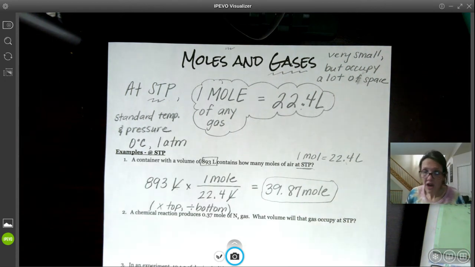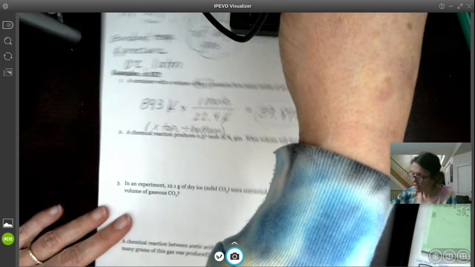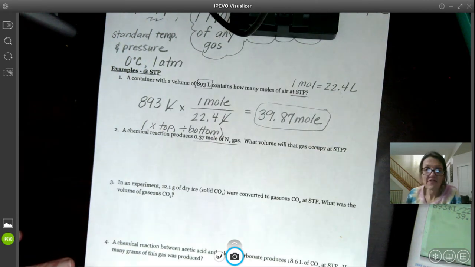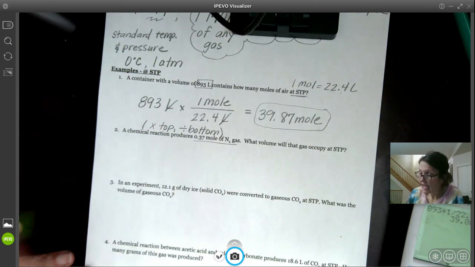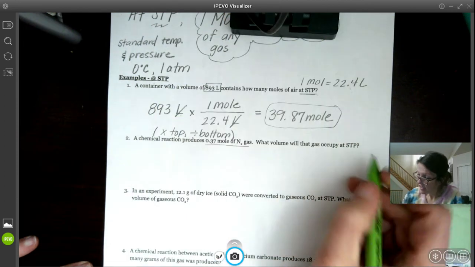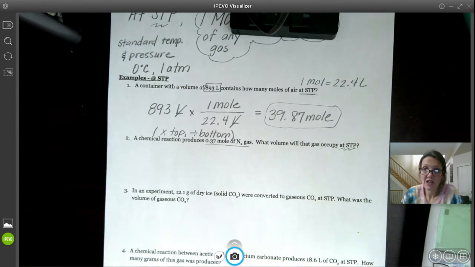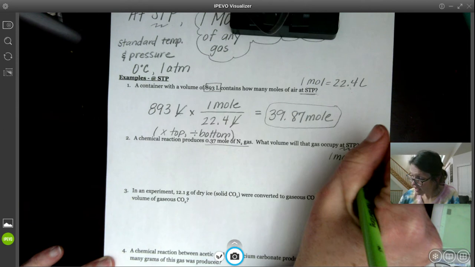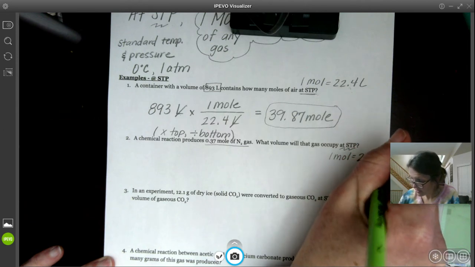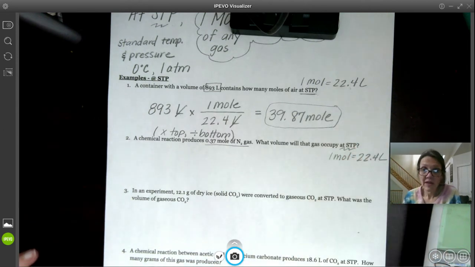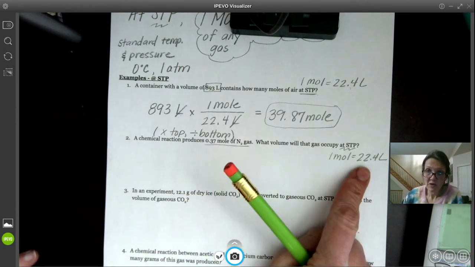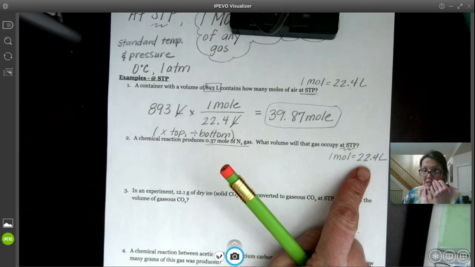Okay? All right, let's look at another example. A chemical reaction produces 0.37 moles of nitrogen gas. What is the volume that that gas will occupy at STP? And again, the fact that it's at STP is very important. Next week, I'll talk to you about gases that aren't at STP. We know that at STP, 1 mole of any gas occupies a volume of 22.4 liters. So if we have 0.37 moles of nitrogen gas, we want to know what volume that amount will take up. Like how much space will that amount take up?